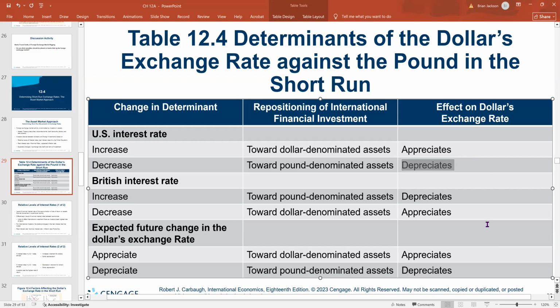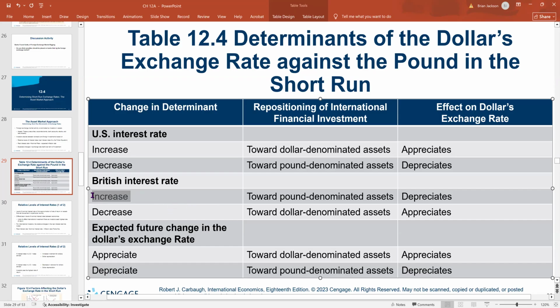Technically, we just say that the dollar depreciates. That would have a negative effect on the exchange rate, but the dollar is depreciating with respect to the pound. You've got all these different currencies that move in different directions. The dollar could appreciate with respect to the pound, but depreciate with respect to the Mexican peso and so forth. So there's lots of different comparisons that can be made.